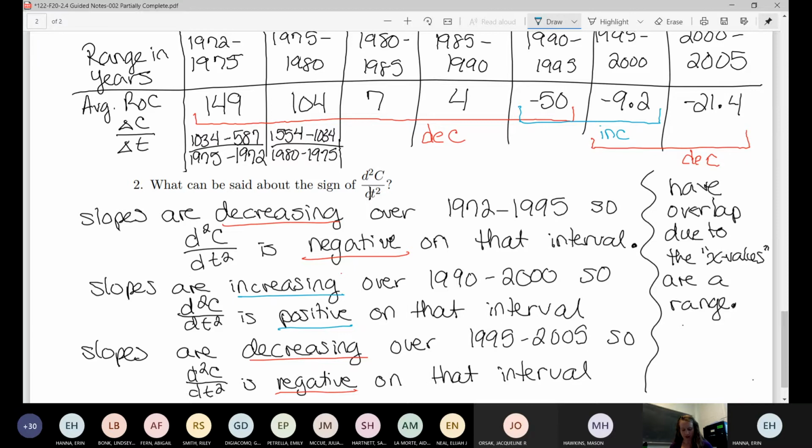Questions, concerns on that example? All right, so that's the end of 2-4.